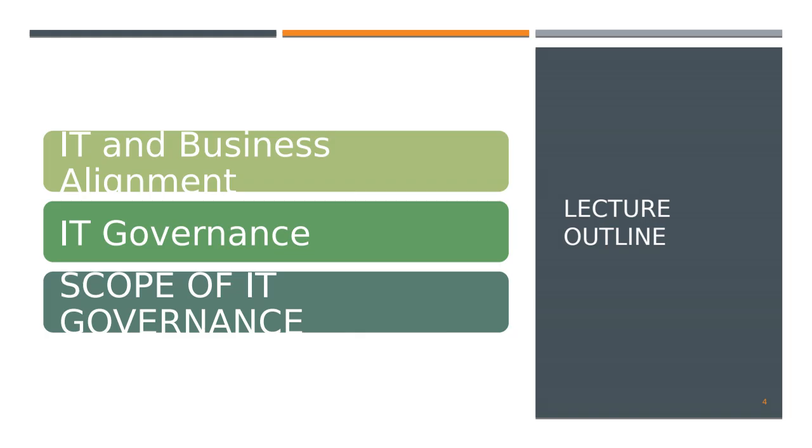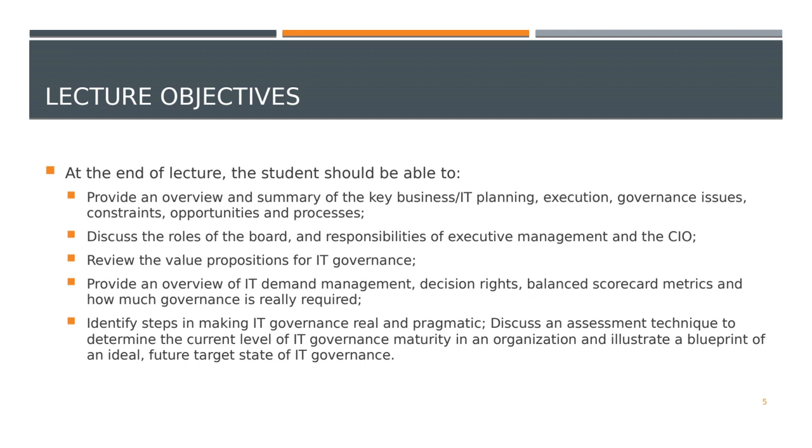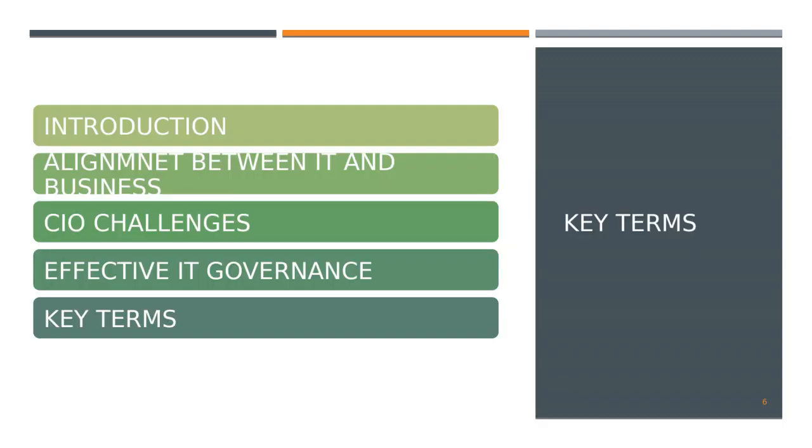So we will talk about IT and business alignment, which is a very important takeaway from this course. You'll see me talking about IT and business alignment many times during the class. We'll talk about IT governance, what is IT governance, and the scope of IT governance. We will discuss it in detail. So these are the objectives of the class.